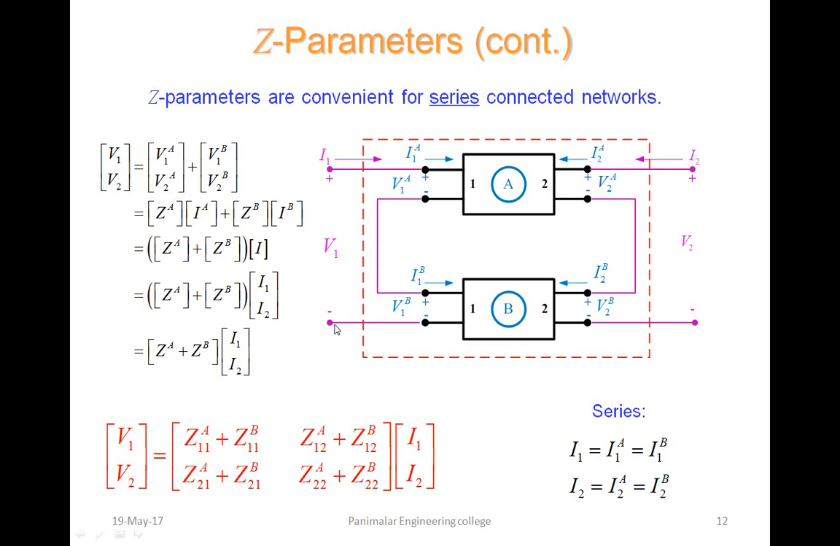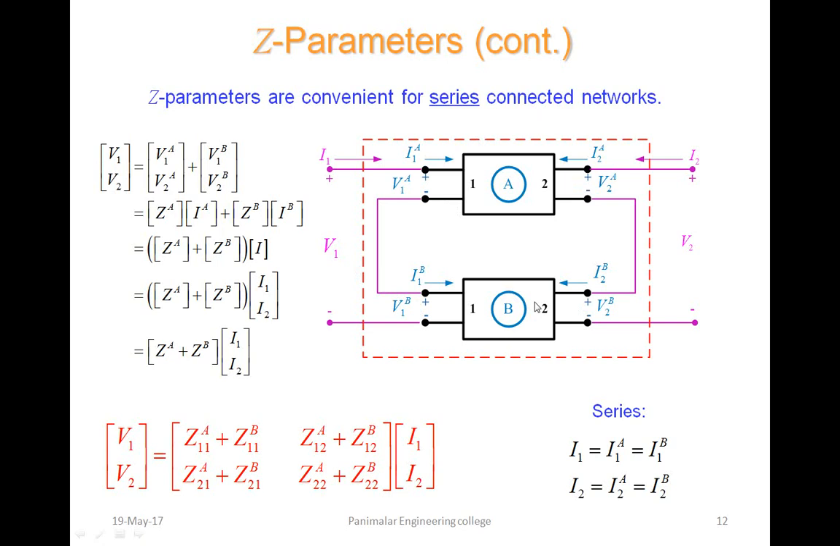And we have the analysis for series connected networks. So we can have a lot more circuits and their components connected in series. This expression shows how the Z parameters are obtained in a series connected network. So this is a series connected network.